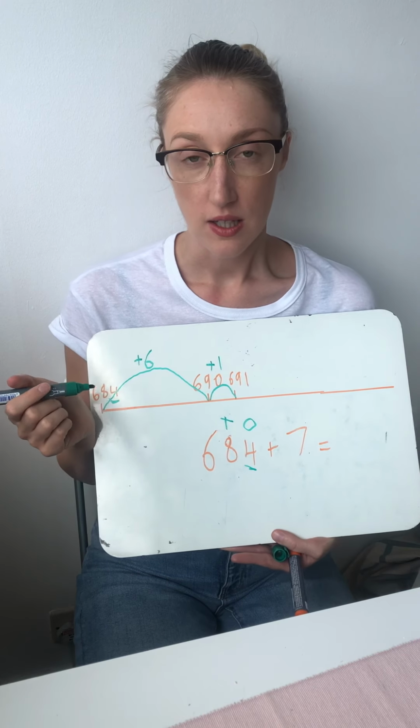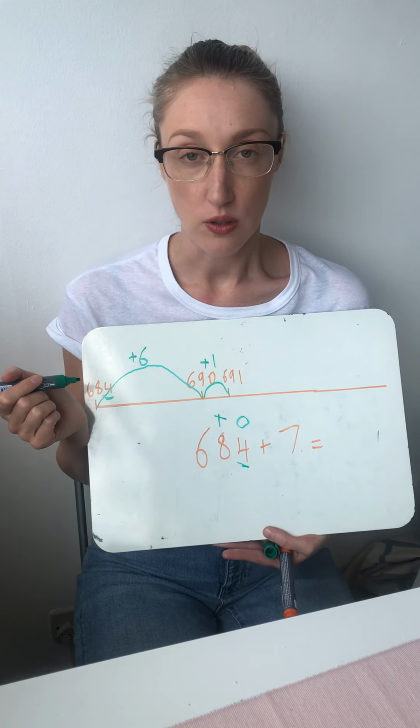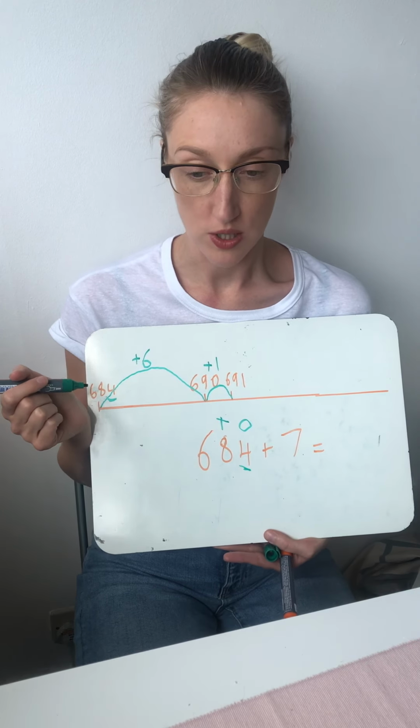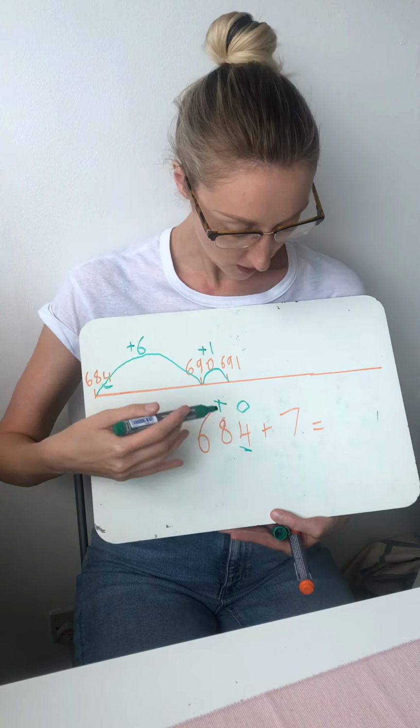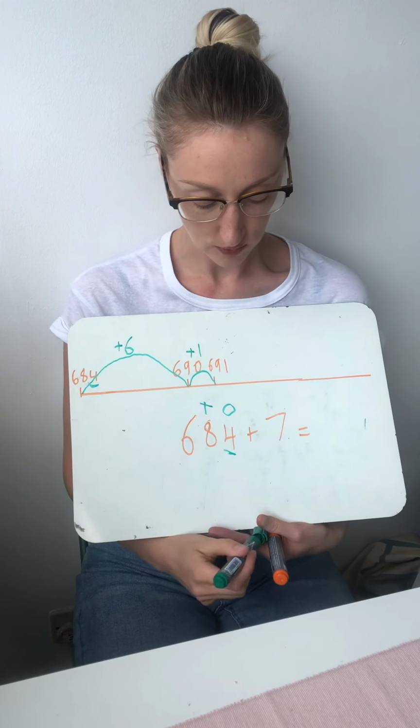So the key thing to recap on are your number bonds when you're bridging 10s. And then once you've bridged that 10, you add on the further amount that you need to.